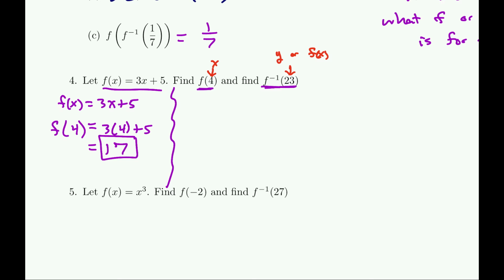So when you write out the function again, I'll start the same way. I'll write f of x equals 3x plus 5. You don't put 23 in for x. You put 23 in for f of x, which means it looks like this. 23 replaces the f of x. So you see the difference, right? Here you were putting the 4 in for x. Here you put the 23 in for f of x. And the x just stays x. Of course, this is not the answer.